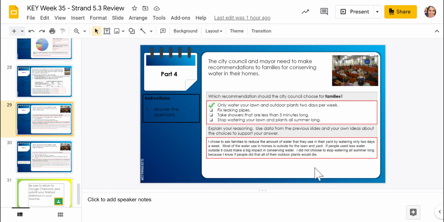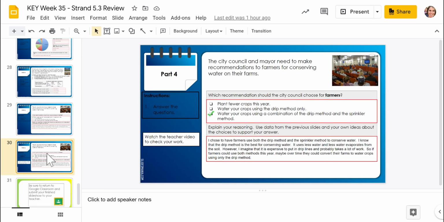So I selected only water your lawn and outdoor plants 2 days a week as a way that the families or homes could conserve water. I chose to ask families to reduce the amount of water that they use in their yards by watering only 2 days a week. Most of the water used in homes is outside for the lawn and yard. If people use less water outside, it could make a big impact in conserving water. I did not choose to stop watering all summer long because I know if people did that, all of their outdoor plants would die.